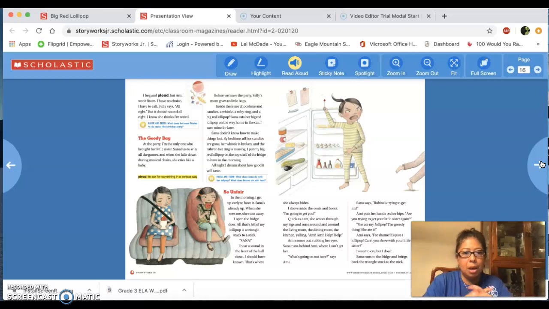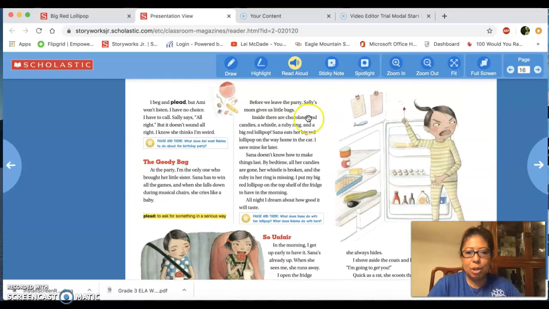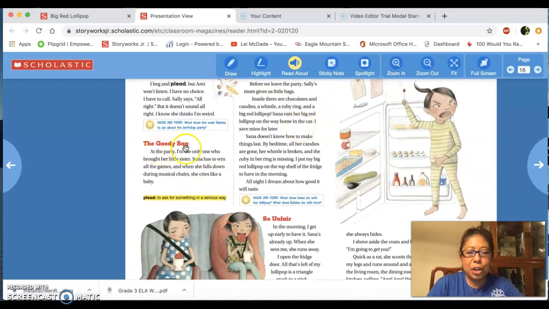Pause and think. What does Ami want Rubina to do about the birthday party? What was said in the story earlier was that Ami wanted Rubina to call and see if she can bring her little sister with her to the party. And Rubina's a little hesitant about that. Okay, I'm going to increase this a little bit so I can see it better. There we go. The goodie bag.